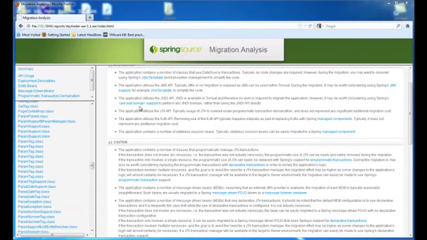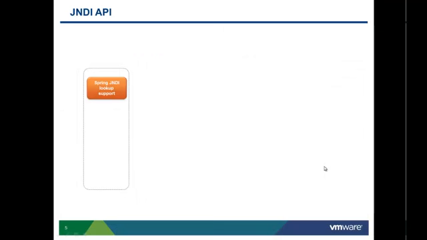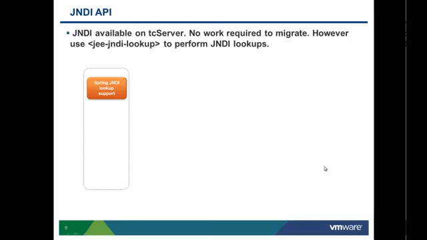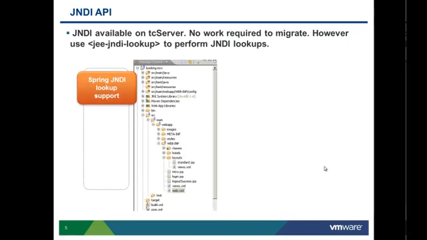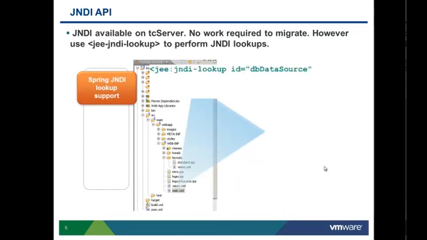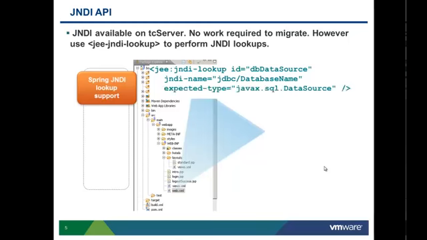The application utilizes the JNDI API. JNDI is available in TC Server and there is no work required to migrate the application. However, it may be worth considering using Spring's JEE JNDI lookup support to perform any JNDI lookups rather than using the JNDI API directly from the code.